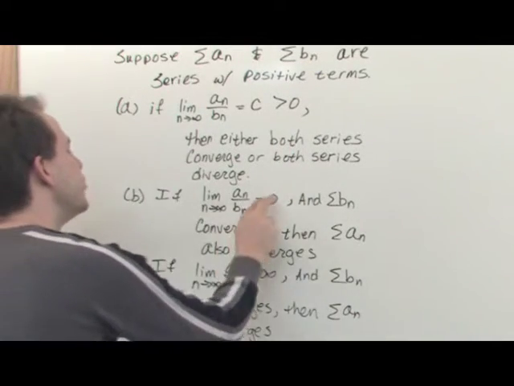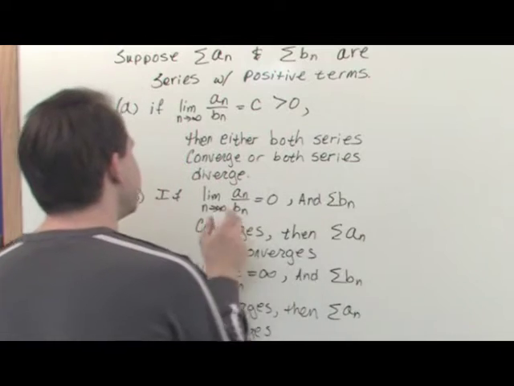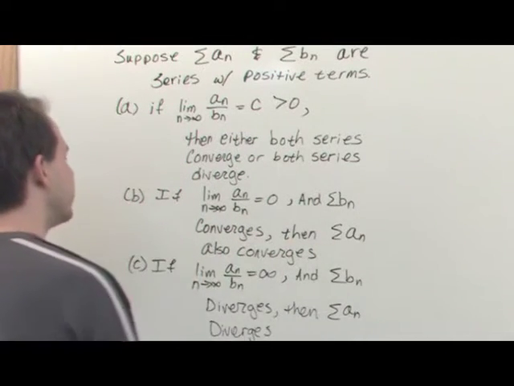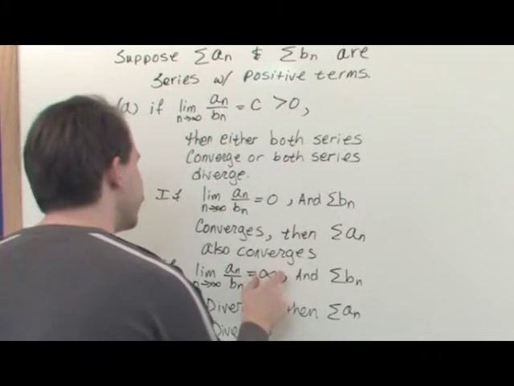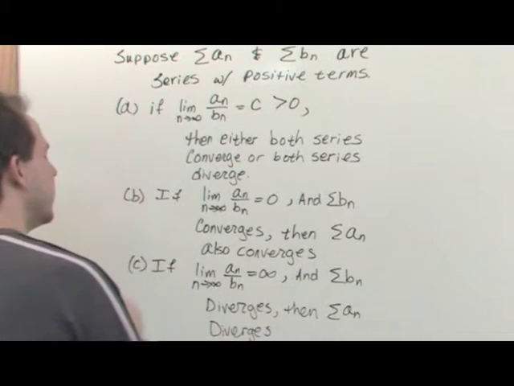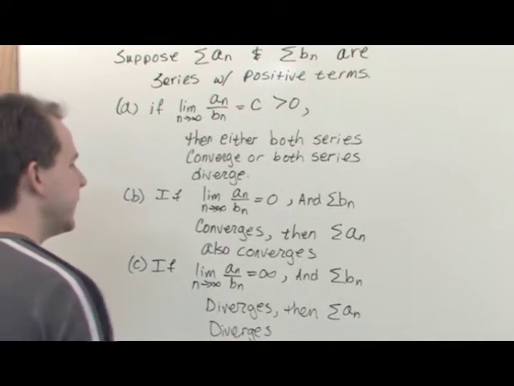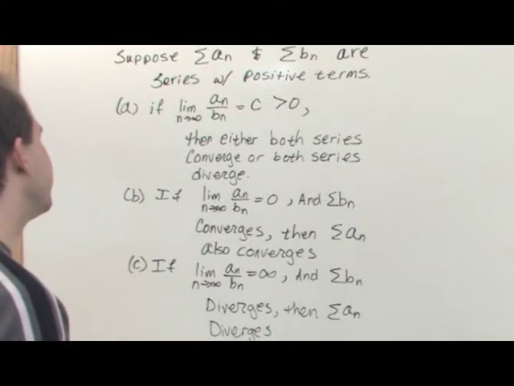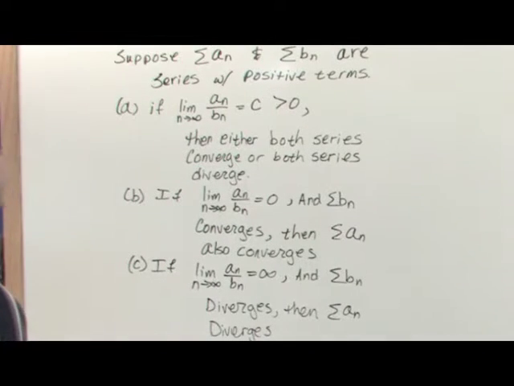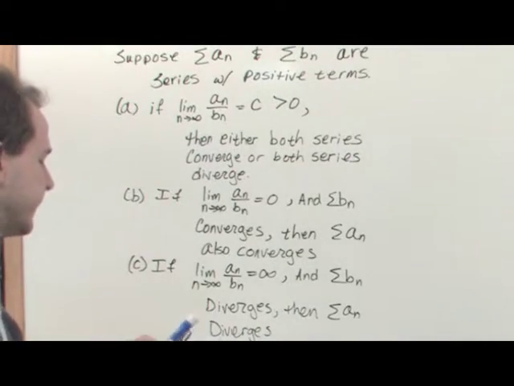If you take that limit and you get exactly 0, but b sub n converges, then a sub n also converges, and if you do that limit and you get infinity, and b sub n diverges, which means it goes to infinity, then a sub n diverges as well, okay? So they're a little bit symmetric. There are 3 cases. You really should write them down and try to memorize them, and we're going to work some problems here to get some practice.